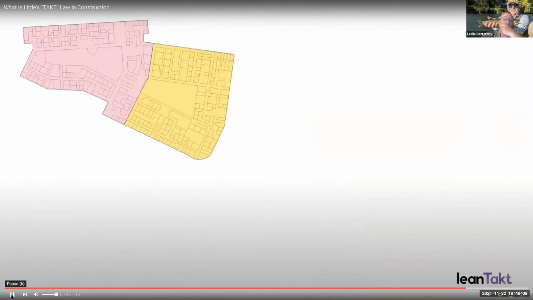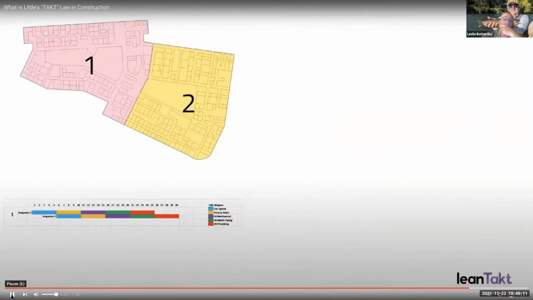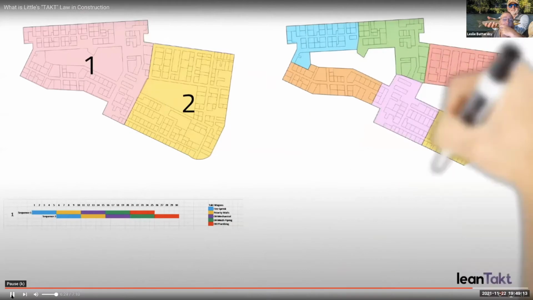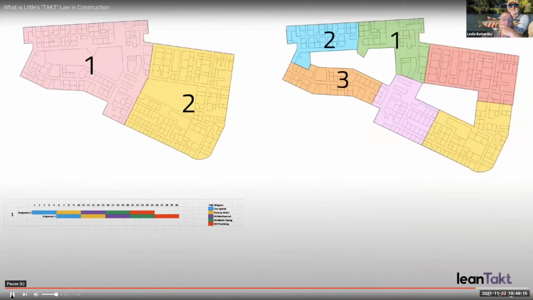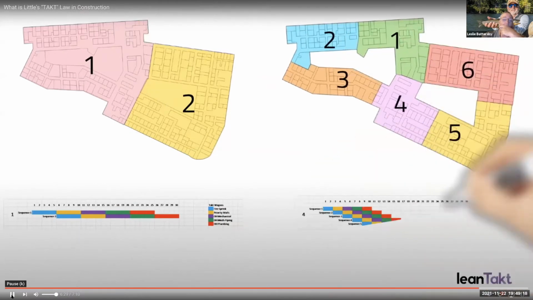The difference between 30 days for the original 2 sequences and 20 days for 6 sequences can either be time saved or added back throughout the tact plan as buffer management. We'll have a whole other video on that.